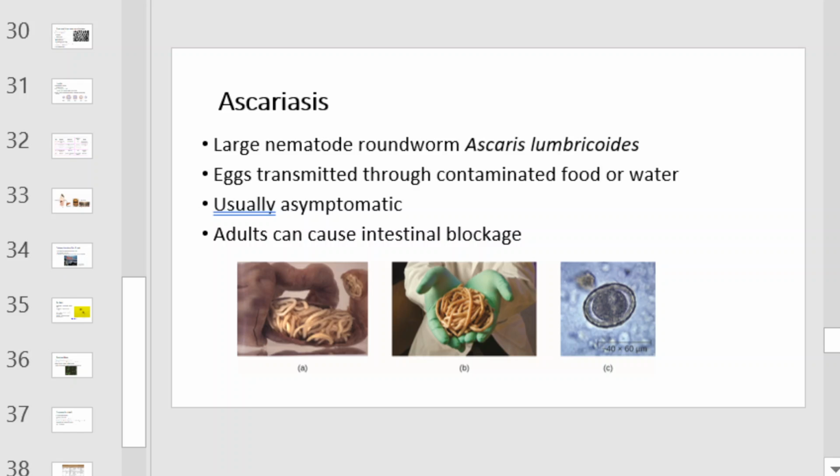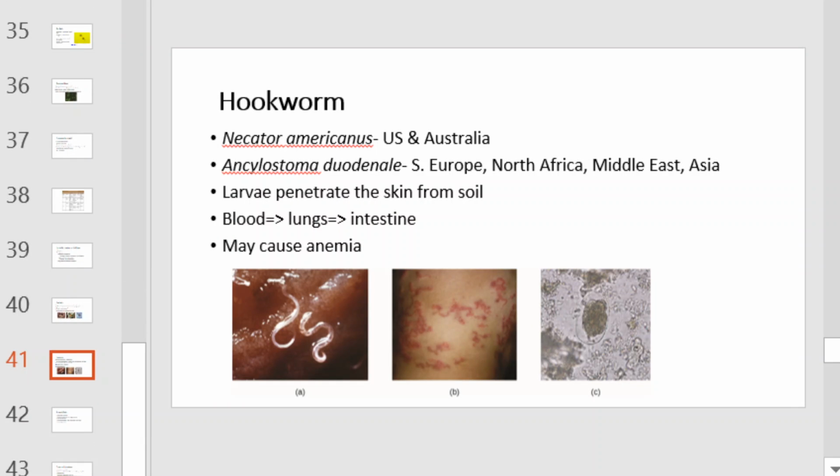Ascaris. Ascaris worms are large, round nematode worms. The eggs are transmitted through contaminated food or water. Infections are usually asymptomatic. The adults can experience intestinal blockages. Hookworm. Hookworm can be found in the United States and Australia, Europe, North Africa, the Middle East, and Asia. The larvae penetrate the skin from the soil, travel through the blood to the lungs, and eventually to the intestines, where they cause anemia.